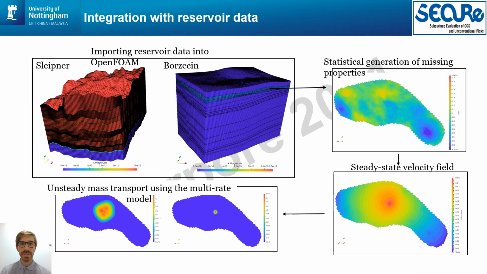And here are some examples my group has been working on, developing a workflow that includes the import of reservoir data, the reconstruction of small-scale heterogeneities through random field generation, the solution of the flow field, and the mass transport using a multi-rate mass transfer model.